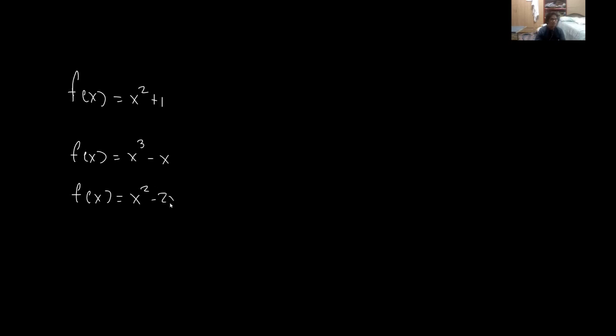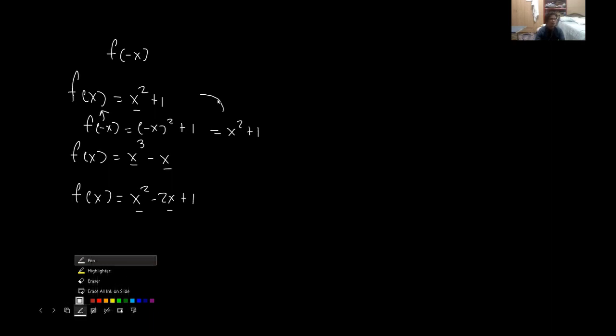So let's just say I have f of x equals x squared plus 1. And I have the other one, f of x equals x cubed minus x. And then here I have f of x equals x squared minus 2x plus 1. So our goal here is to substitute negative x inside of the function. So let's substitute negative x here. All right, so let's try that.